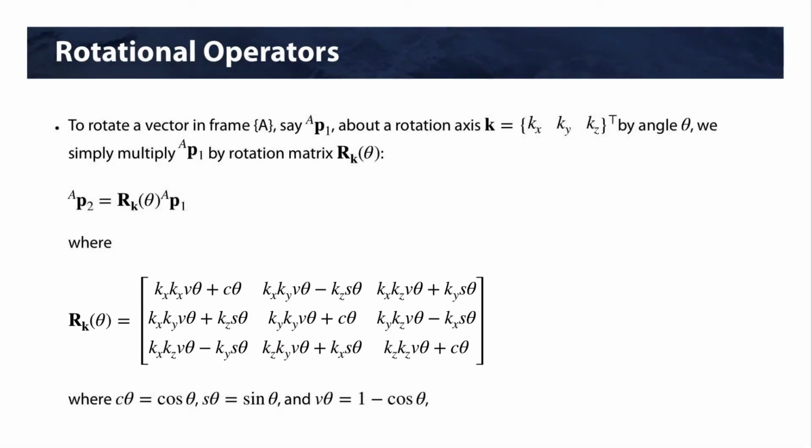In this matrix, you'll see we have things like C theta. C theta just stands for cosine theta. S theta denotes sine theta, and we're going to use that a lot in the course. There's lots of cosines and sines, so we use C to denote cosine and S to denote sine. In this matrix, we also have this V term, which is 1 minus cosine theta. So we can use this formulation to rotate a vector about some arbitrary axis K.